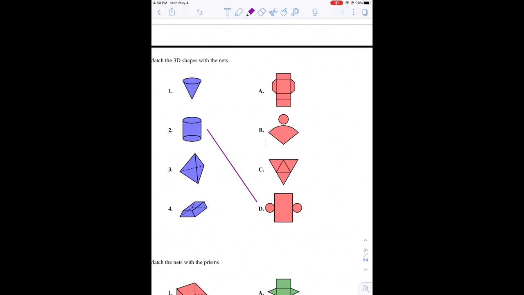Number 3, it looks to me like it's made up of all triangles. So I think 3 and C are going to go together. And then for 4, I see that there's a trapezoid in the front and the back, and then the rest are rectangles. So I think that goes with A, which leaves us with 1 and B matching up.